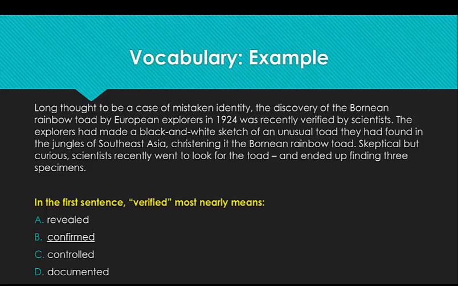The author's point is that scientists confirmed or established the truth of the discovery when they found the 3 specimens. The author is not indicating that the scientists revealed or documented the discovery. It's clear that the explorers made records of their discovery and then told others about it. So choices A and D are incorrect for that reason. And choice C is incorrect because it's kind of illogical to suggest that scientists today could have controlled a discovery that happened back in 1924.